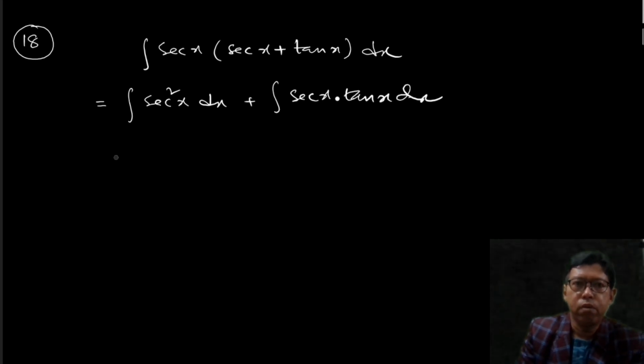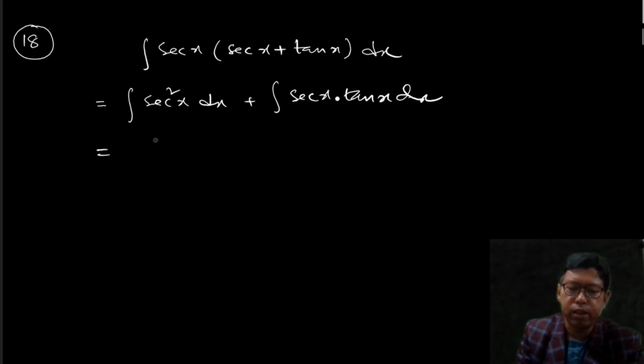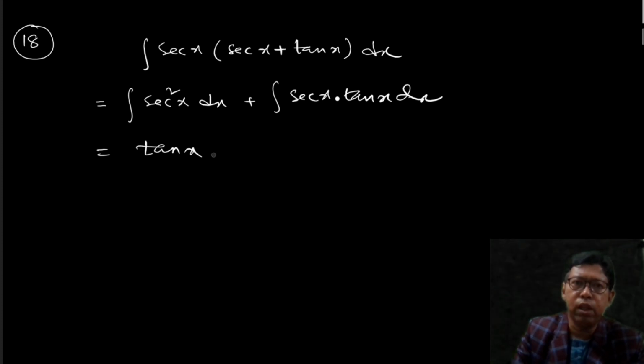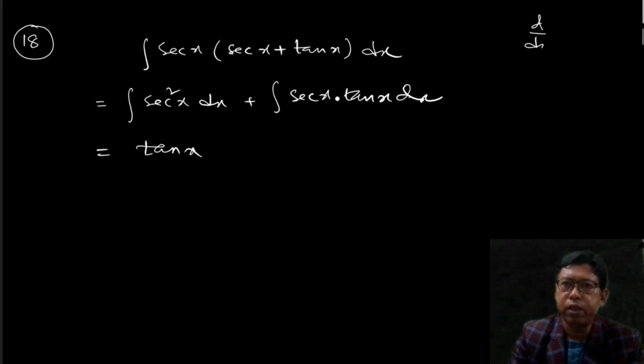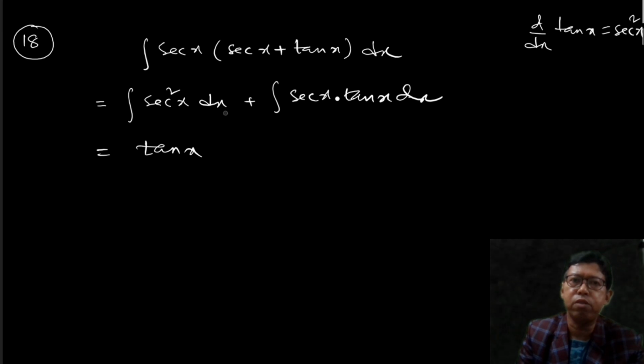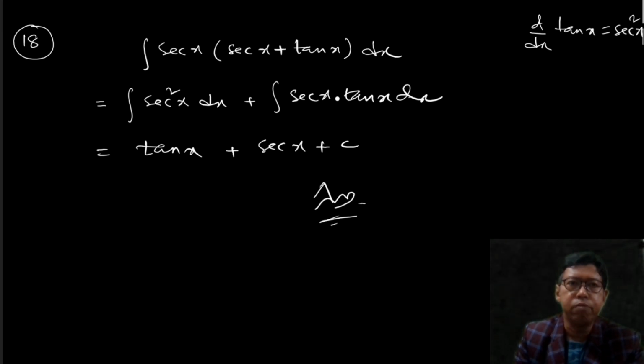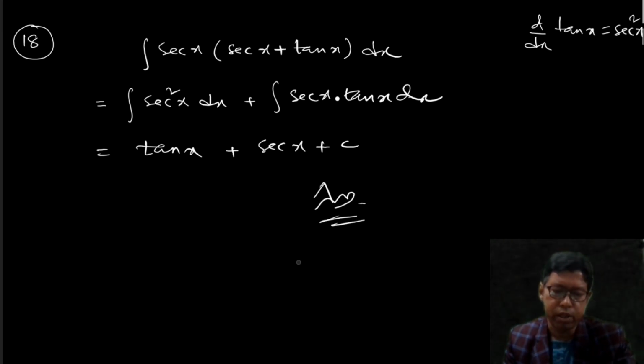So what is the integration of sec square x? As you know, what is the derivative of tan x? The derivative of tan x is equal to sec square x, isn't it? So the integration of sec square x is tan x, obviously. So integration of sec square x with respect to x is tan x. Similarly, it is sec x, and the integration constant is c. So the result. So 18 is also done.